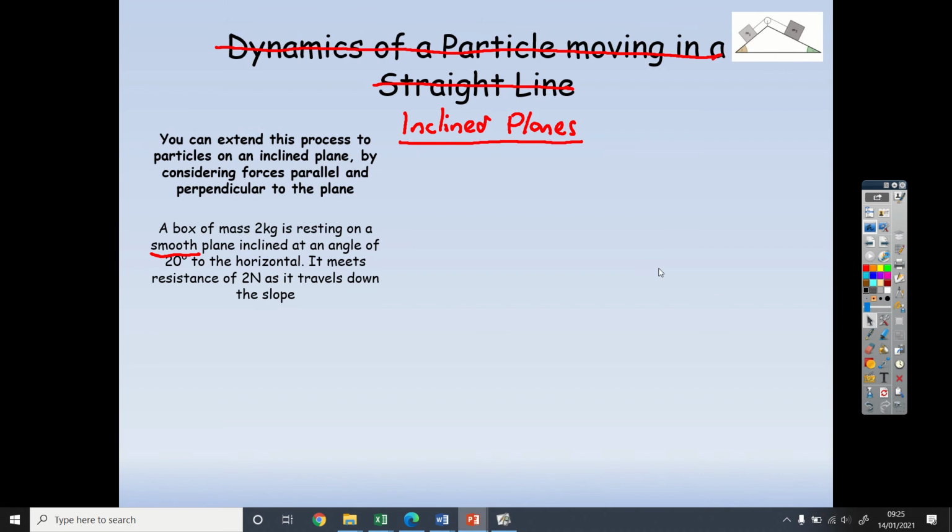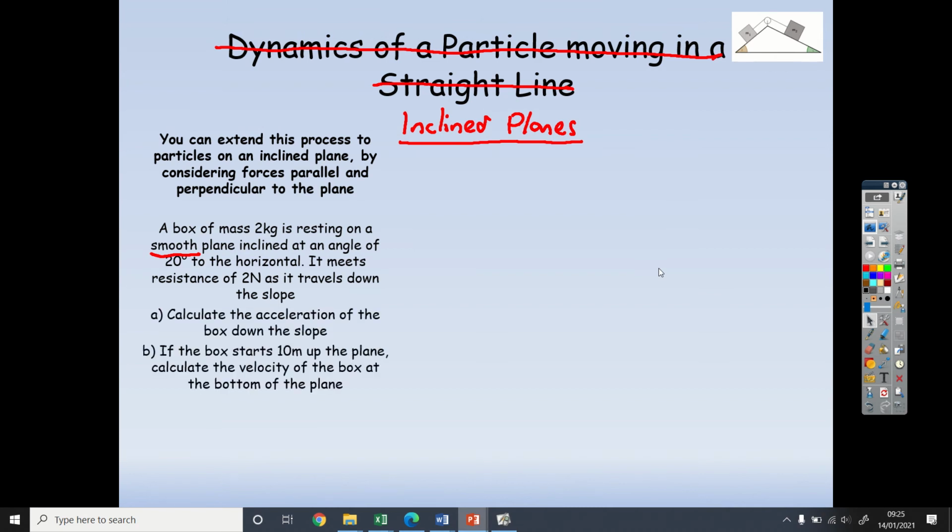So let's draw a picture of this setup, and then it's going to ask us to do this stuff. So the acceleration of the box down the slope. And then if the box starts 10 meters up the plane, it wants the velocity at the bottom of the plane. Now that second part looks very SUVAT-y to me, so we'll see what happens when we get to do that one.